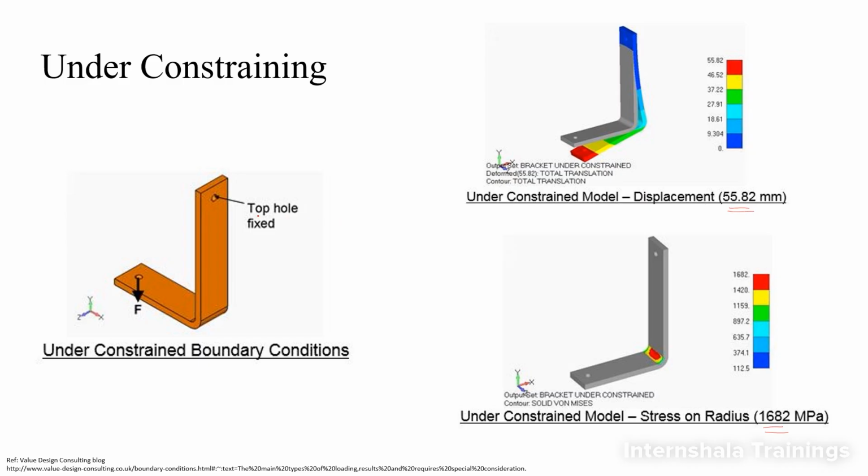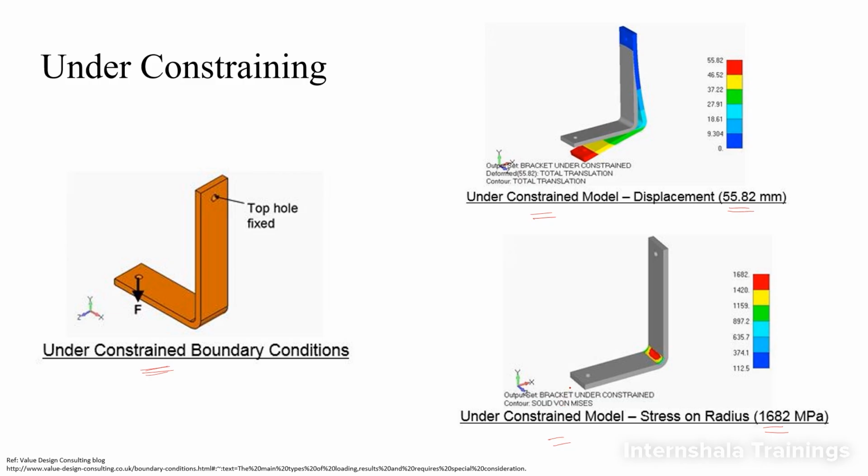So here if you observe, this entire model has not properly been constrained, or otherwise this model has not been applied with required constraining conditions. That is why it is known as the under constrained boundary condition model, and due to which we will get very high amounts of displacements as well as the stresses, right?